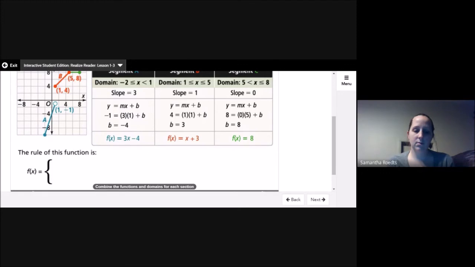Combine the functions and domains for each section to write the rule for the graph of the piecewise function. The piecewise function that describes the graph is f of x equals 3 times x minus 4 when -2 is less than or equal to x less than 1, x plus 3 when -1 is less than or equal to x less than or equal to 5, and 8 when 5 is less than x less than or equal to 8.